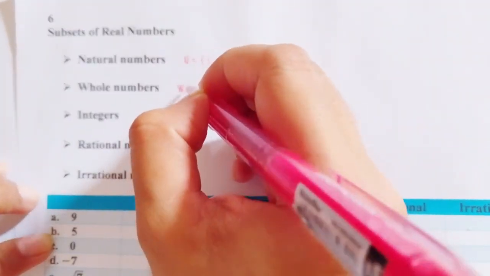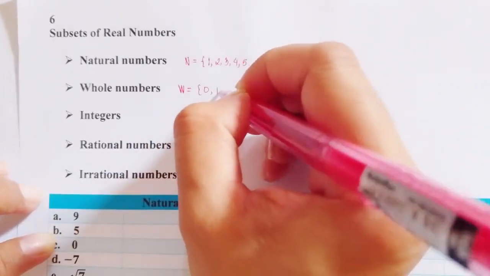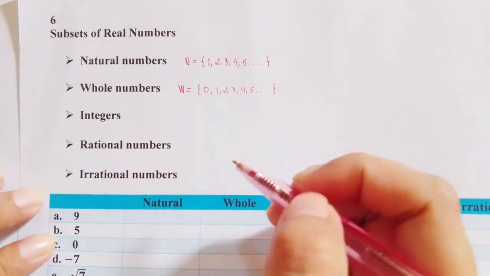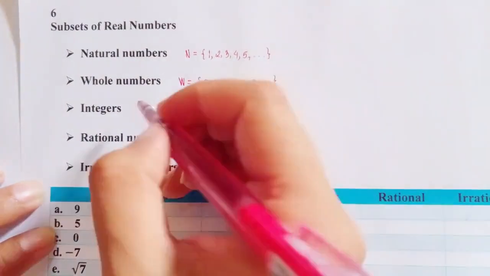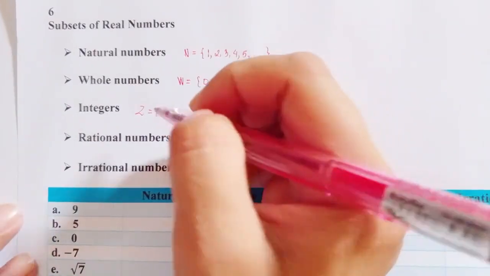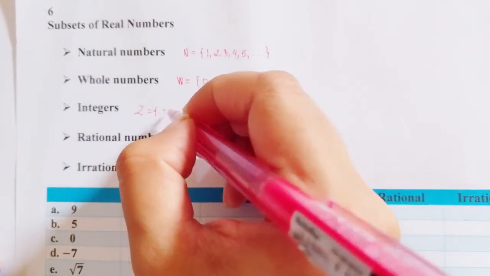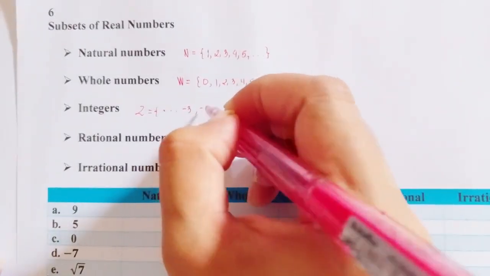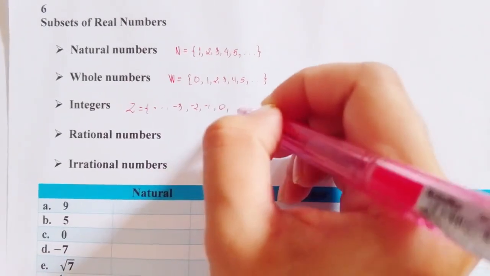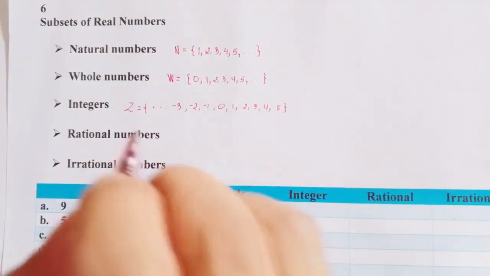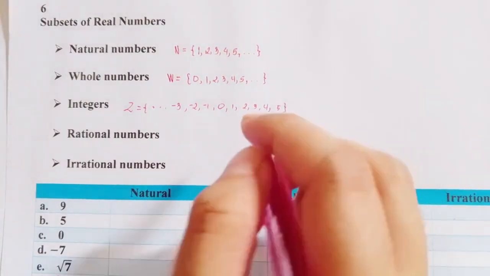How about whole numbers? Whole numbers are numbers that begin with 0, 1, 2, 3, 4, 5, and so on. How about integers? Integers are the set of numbers that are positive and negative numbers. For instance, negative 3, negative 2, negative 1, 0, 1, 2, 3, 4, 5. These are the integers. How about rational numbers?